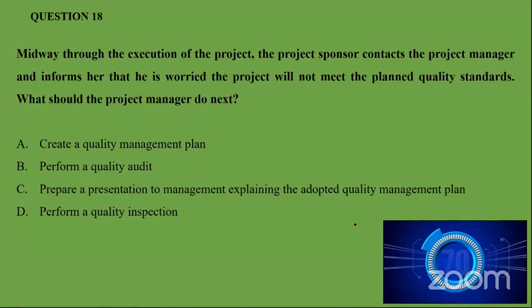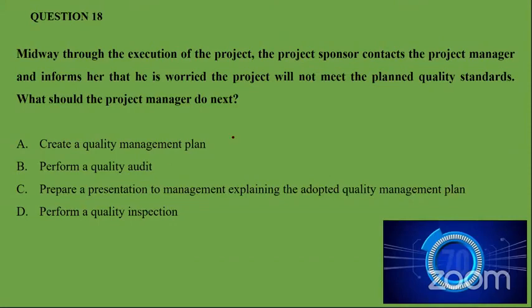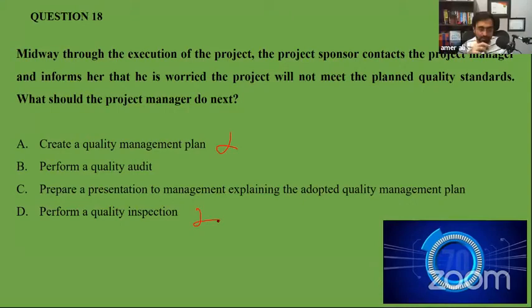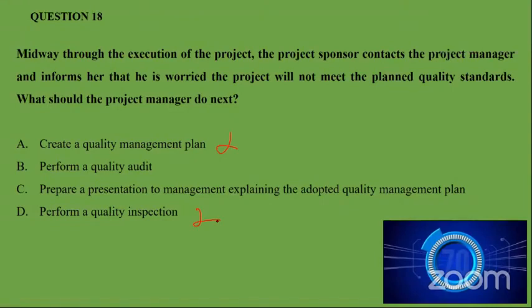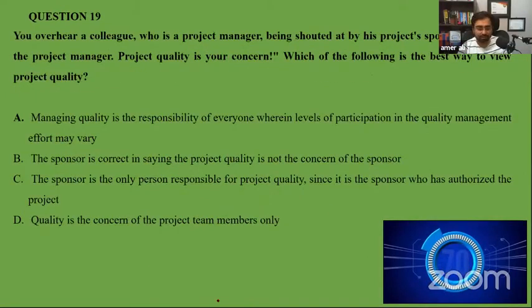Create a quality management plan, which by default will be created during the execution. Perform a quality audit. Prepare a presentation that... Yes, A and D will be eliminated because the quality management plan would be done by default. So as a part of it, I think B. B is the right answer. You think right, brother. Well done. Yeah. Right answer. Good. Okay, question number 19. Okay, Venkat.